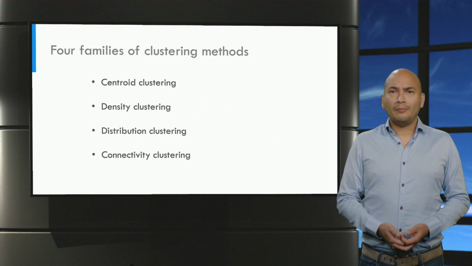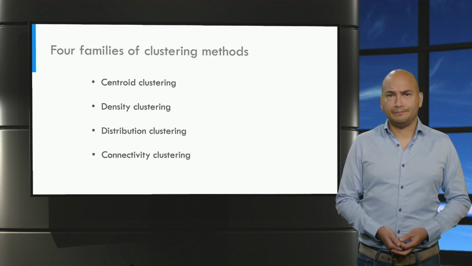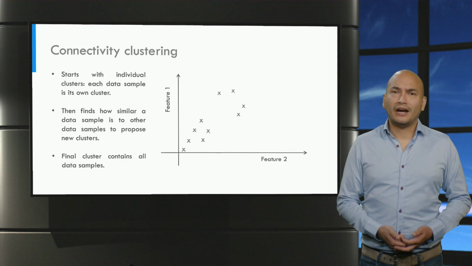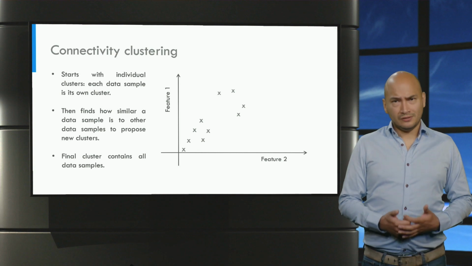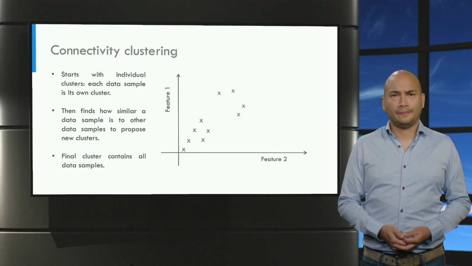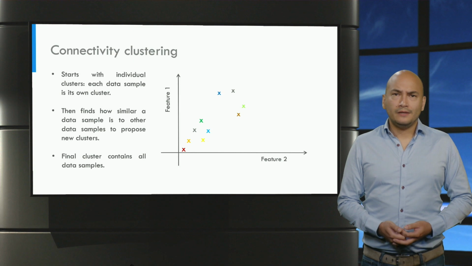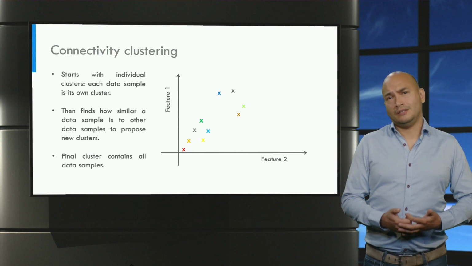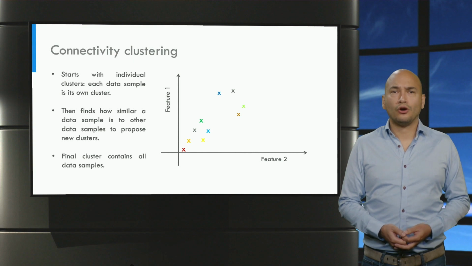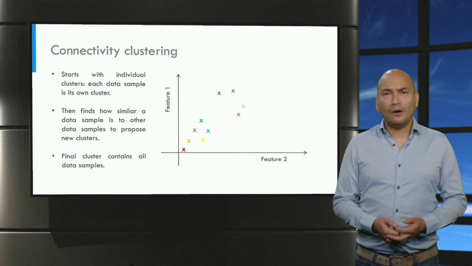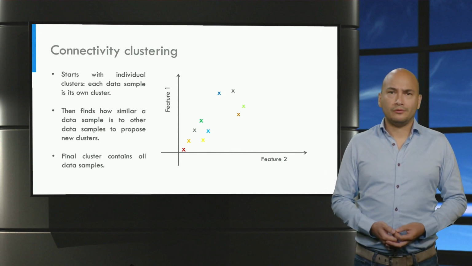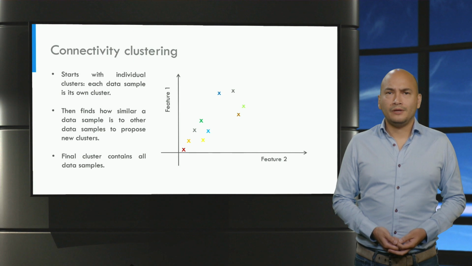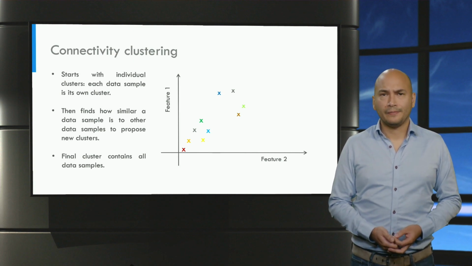Next, let's learn about the idea of connectivity clustering. Connectivity clustering starts with individual clusters. It means each data sample is its own cluster. In the plot on the right, you see every data sample is its own cluster represented by a unique color. Then we find out how similar the data sample is to the other samples. In other words, it discovers connectivities between the samples or initial clusters.